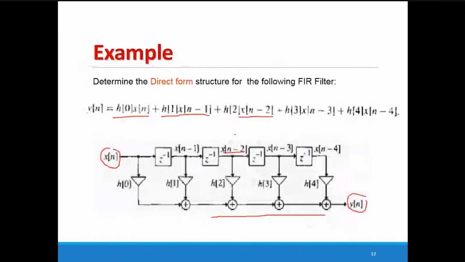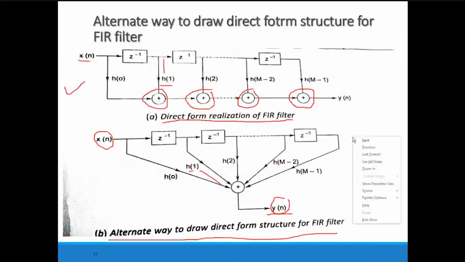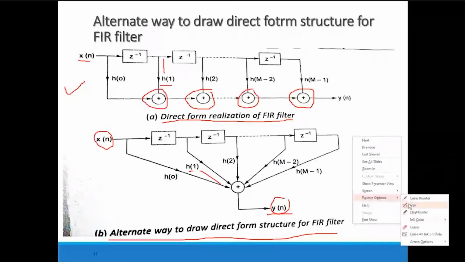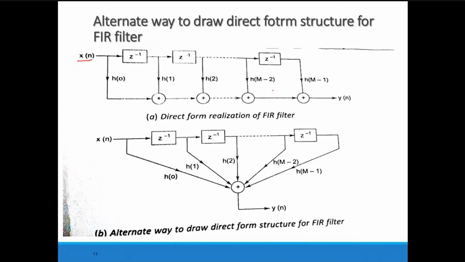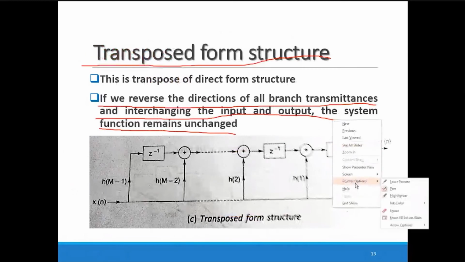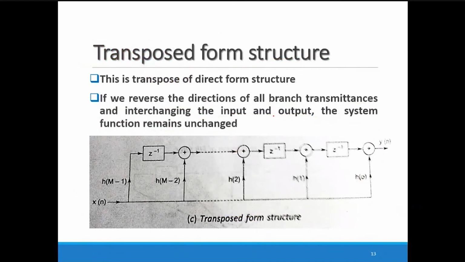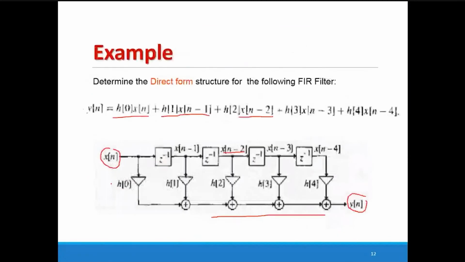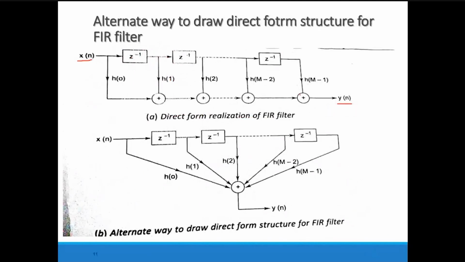So whatever diagram you are shown over here, just a second, let me erase all the ink. Here this diagram is shown to you, x of n and y of n. To get the transpose structure, you have to reverse the direction of all branch transmittances. Whatever each branch transmittance is, you have to change its direction, and after changing the direction, you have to interchange the position of input and output. So your system function remains unchanged.